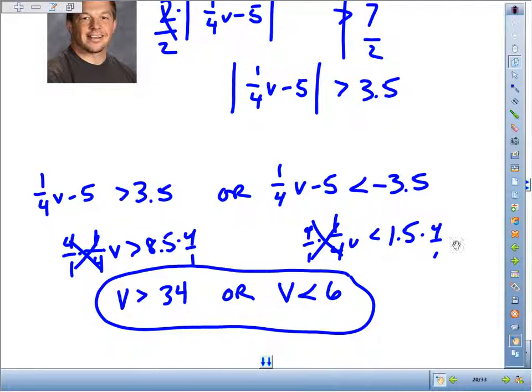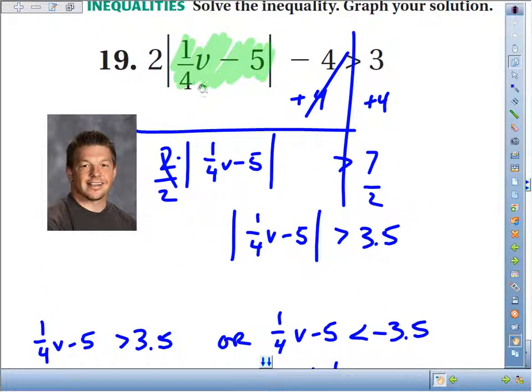Any number greater than 34 or less than 6 will work and make this original inequality true.